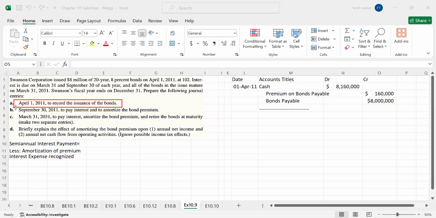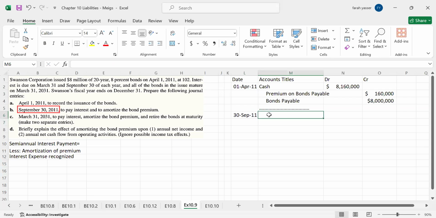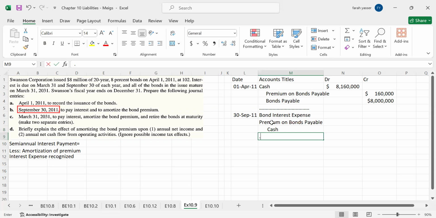The next requirement is on September 30th, to pay interest and amortize the bond premium. So the next entry would be on September 30th, 2011. The entry is bond interest expense. Because this is an expense, it is on the debit side. Then we are going to amortize this premium. Premium is initially recorded on the credit side, so whenever we amortize that premium, we record it on the debit side. So premium on bonds payable. And then we record the total cash paid to the bondholders.